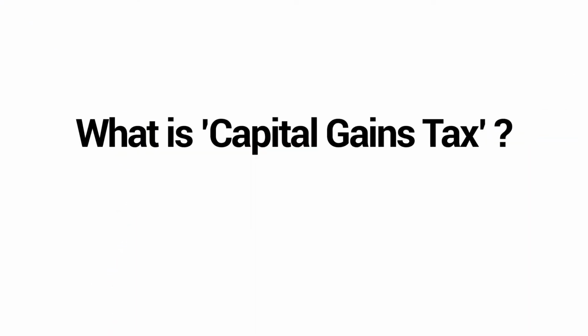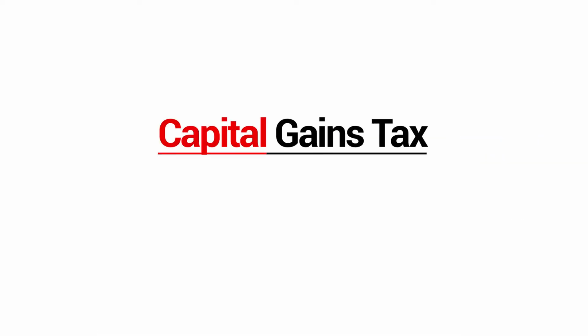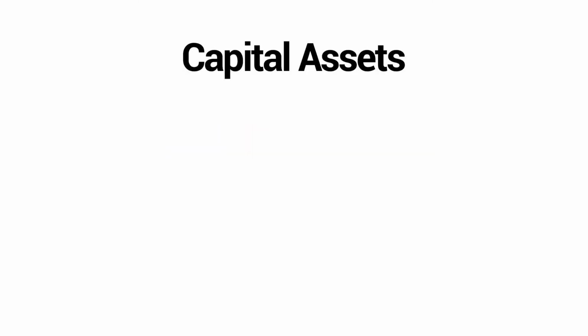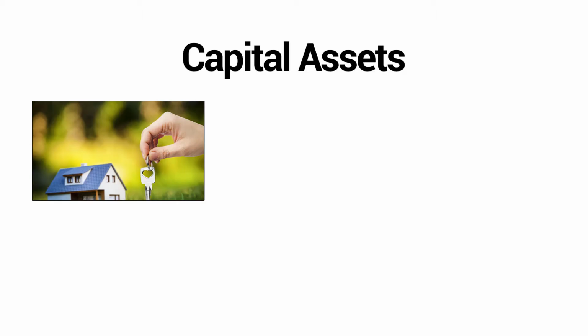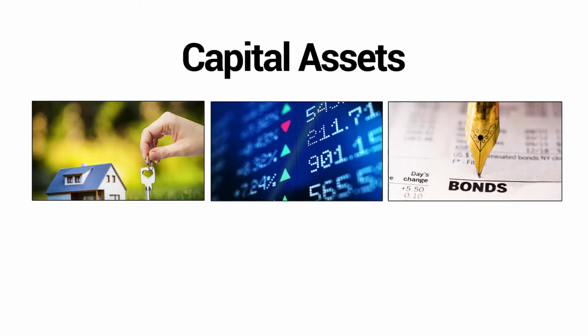What is capital gains tax? To best explain this, let's break down each of the three words. Capital, in this case, refers to the type of asset that capital gains is payable on, which are capital assets. Assets such as property, stocks, bonds, and even collectible art.